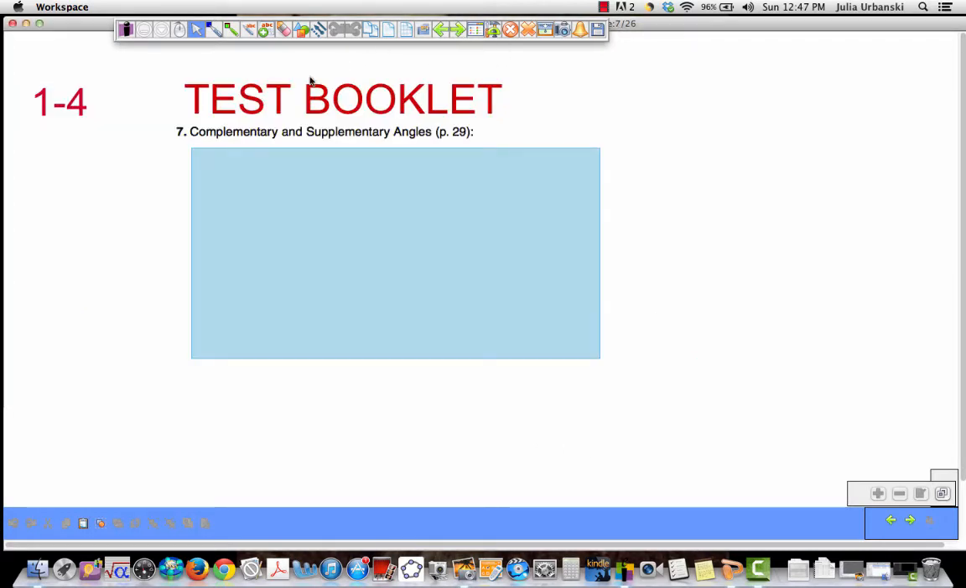If you're looking at your test booklet, you should be filling in right now, page 29. Go ahead and hit pause and fill that in so that you know exactly what we're talking about. If you already filled that in, then you can go ahead and keep watching.